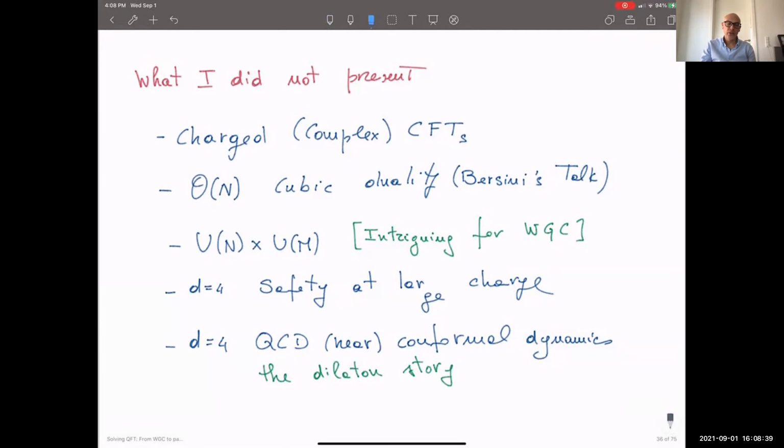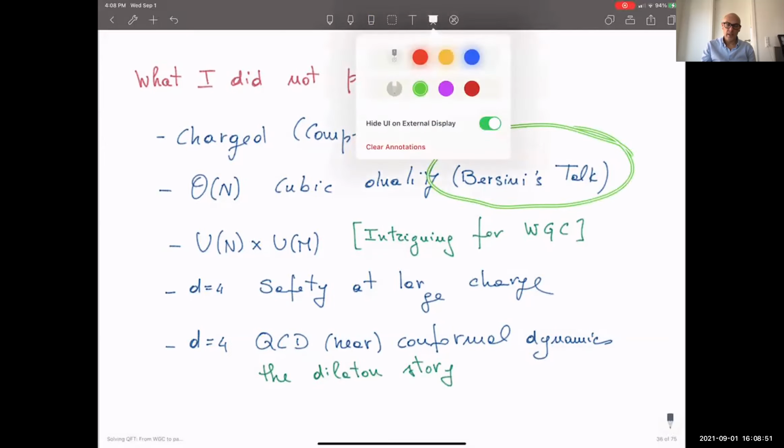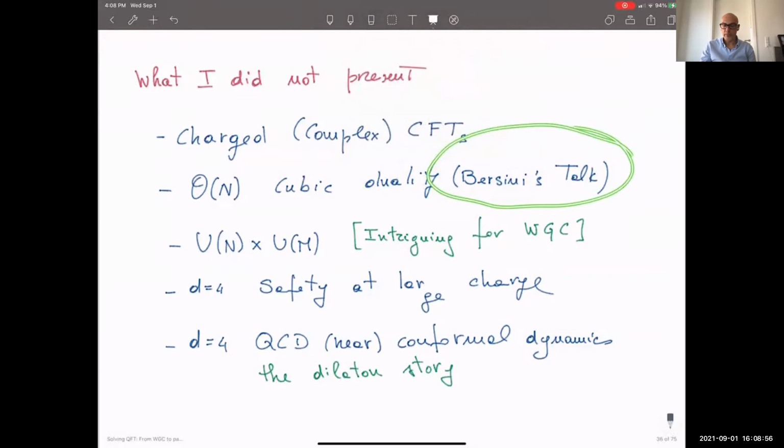And there is the ON cubic duality between 4 and 6 dimensions, and Jamal will enlighten us about that. Finally, interestingly, there is also the UN cross UN, and this also leads to intriguing tests for the weak gravity conjecture.